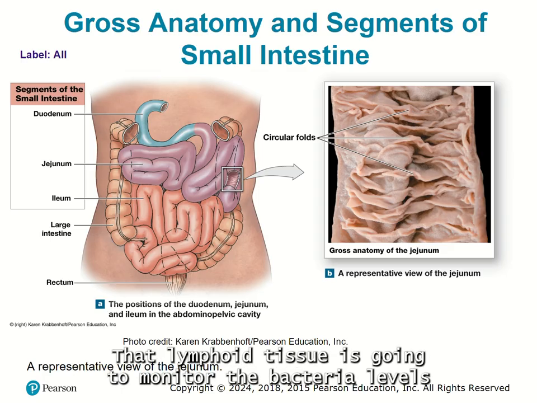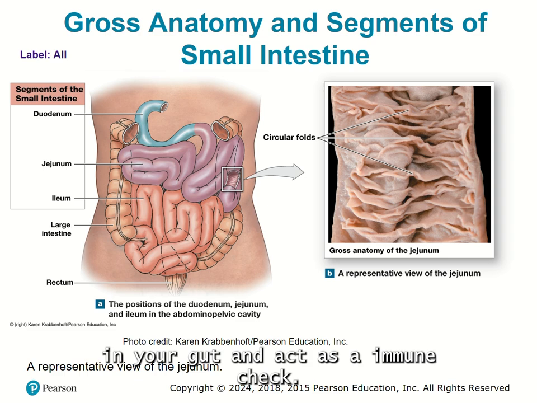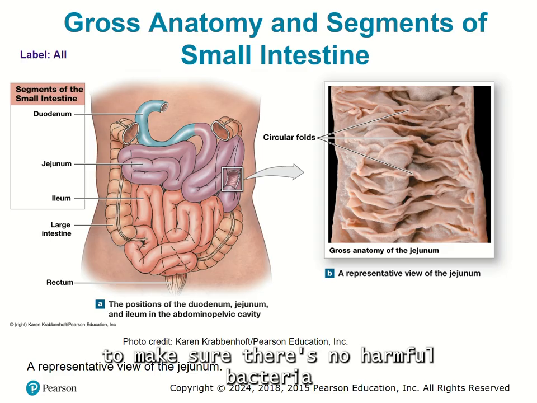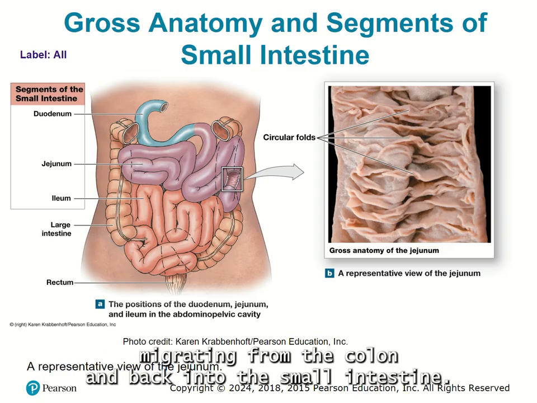There are also going to be areas in the ileum where you're going to have lymphoid tissue. That lymphoid tissue is going to monitor the bacteria levels in your gut and act as an immune check. So they're going to look at the different sections to make sure there's no harmful bacteria migrating from the colon and back into the small intestine.